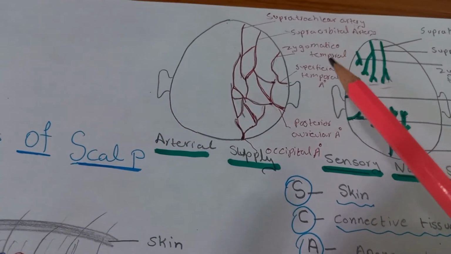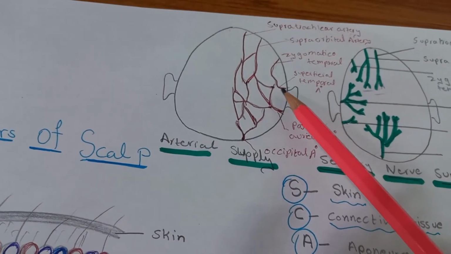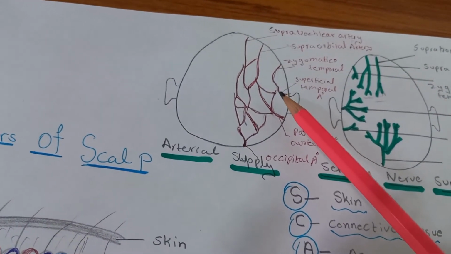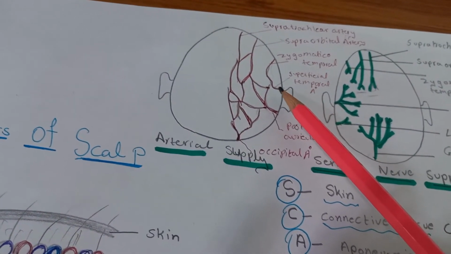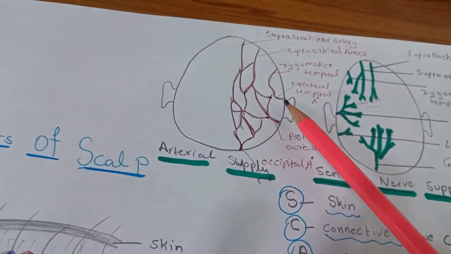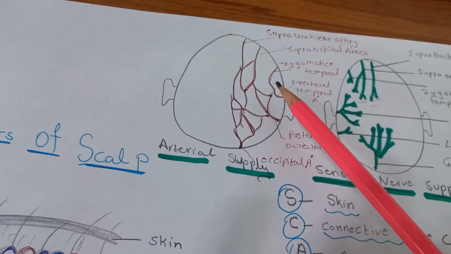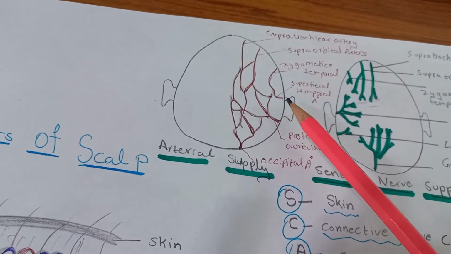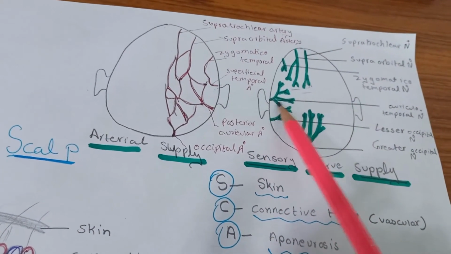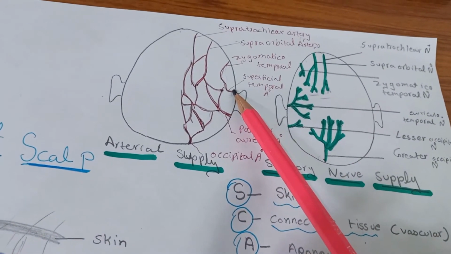Then comes superficial temporal artery. As you can see in this diagram, this is superficial temporal artery, which is a branch of external carotid artery. Basically, superficial temporal artery is the terminal branch of external carotid artery. It ascends in front of the auricle and accompanies the auriculotemporal nerve.